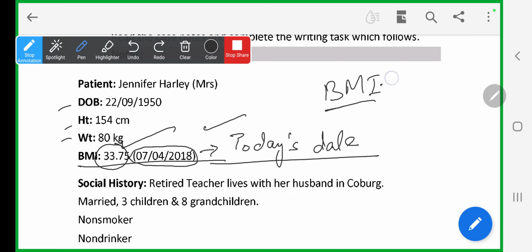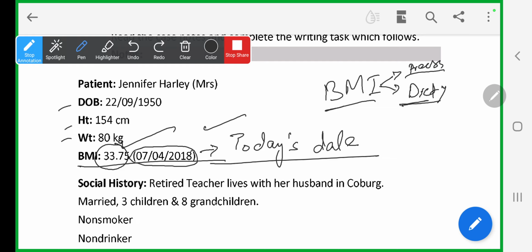BMI is our weight. Why BMI is important in this case beforehand? Because we just have a quick look. Basically, for the pressure point care, the patient is obese. Maybe it's important for the nurse for the dietary advice. Although there is no direct instruction, but still BMI is important, right?